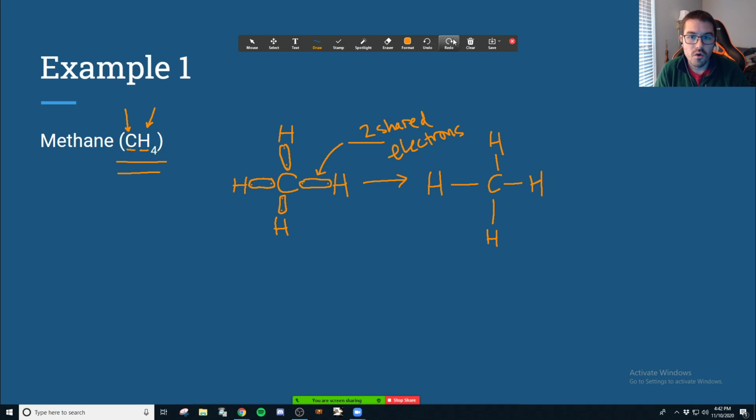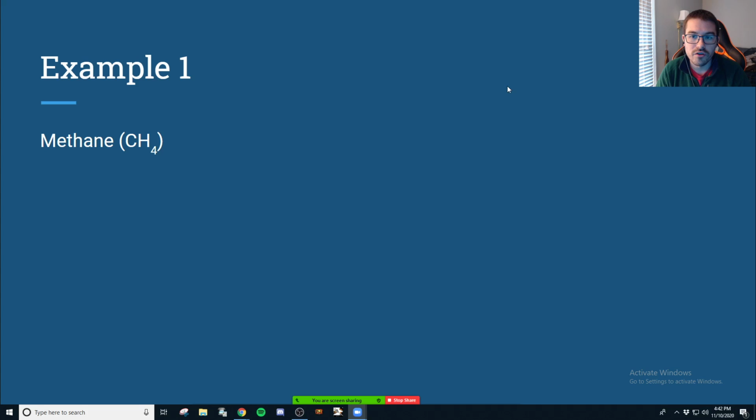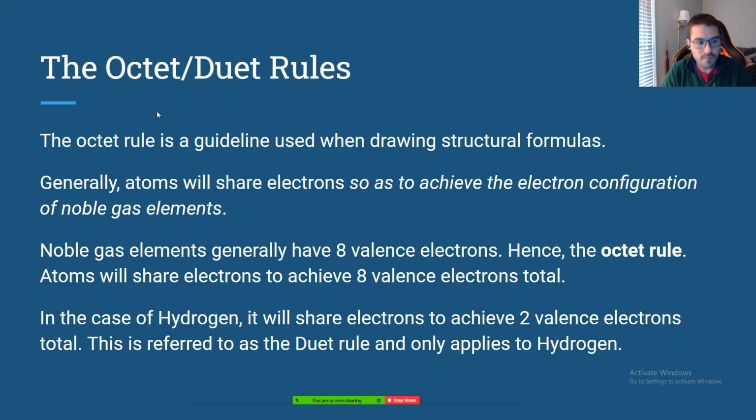Okay? So we're going to do some more examples, but I wanted to show you something here first. There's something called the octet rule, and in really just one case, we use something called the duet rule. Okay? The octet rule is the more commonly used term though. The octet rule is a guideline that's used when drawing structural formulas. Generally speaking, and this was true with ionic bonding as well, but in covalent bonding this also is the case.